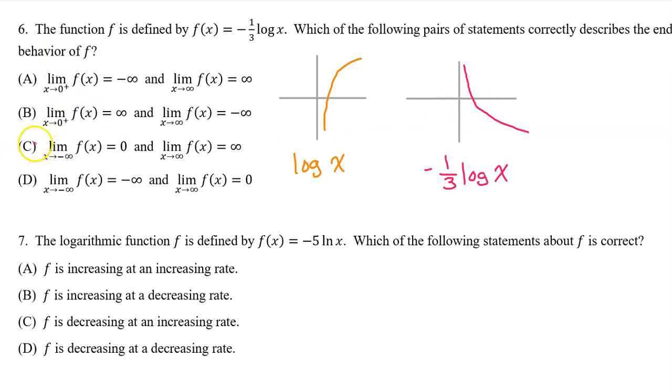So that narrows it down to either A or B. And as x approaches 0 from the right, the function is rising. The limit is positive infinity. So that means the answer is going to be B. On the right, as x approaches positive infinity, the function falls. The limit is negative infinity. And that is what we see.